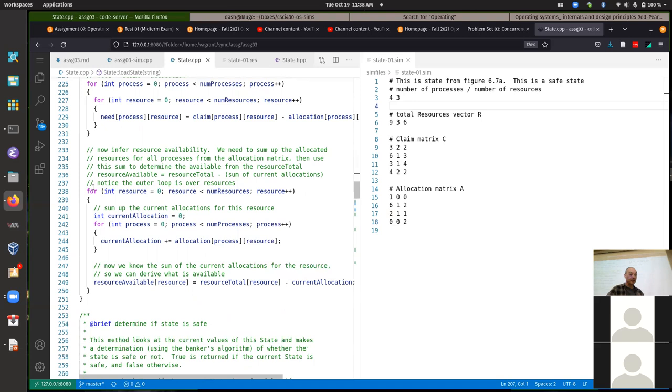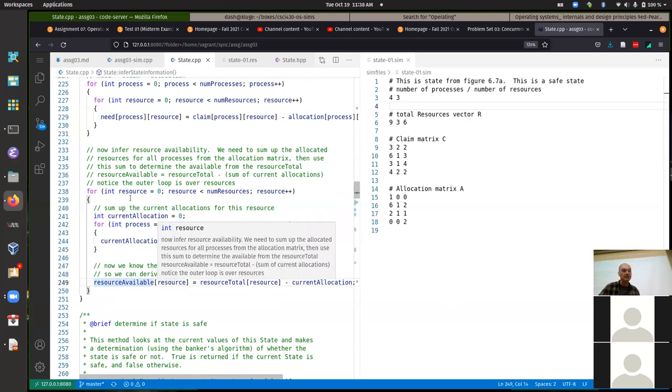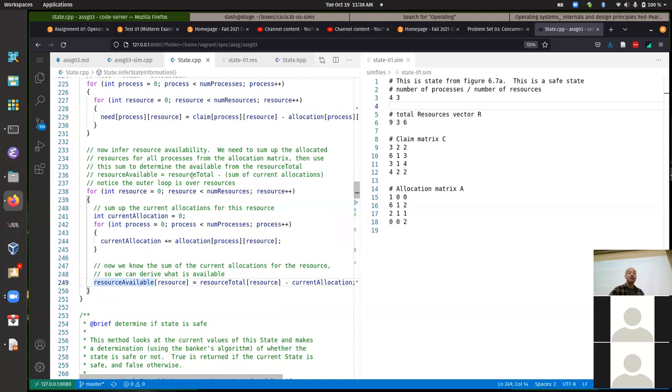And here, again, this is a little bit more complicated because to infer the available vector, that's kept in a variable called resource available, right? So that should be the initial V vector, the initial amount of available resources of each of the resource types. Again, that's just a vector. So if we've got three resources, we're only going to have three values in resource available here. Notice the outer loop is actually looping over the columns, looping over the resources, because the columns are the resources.